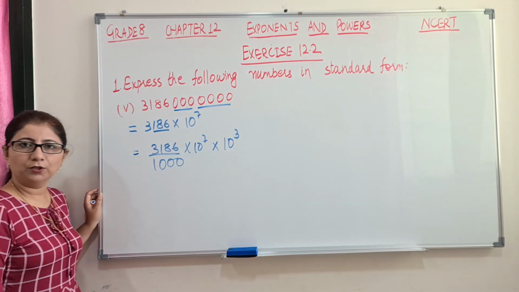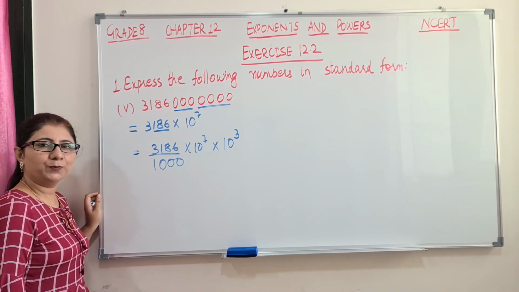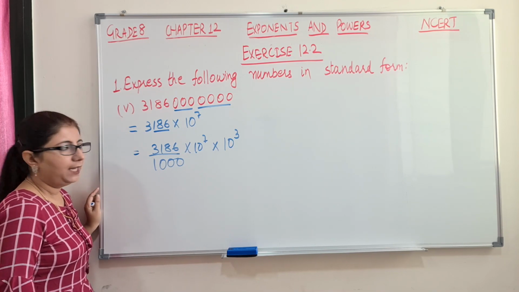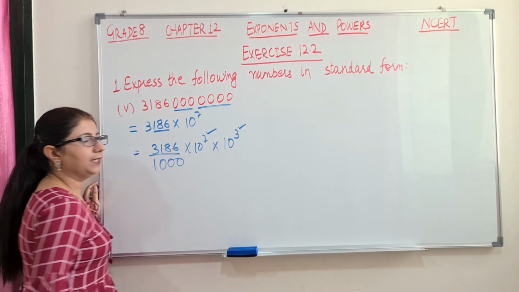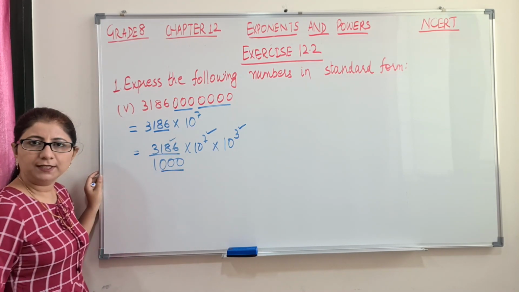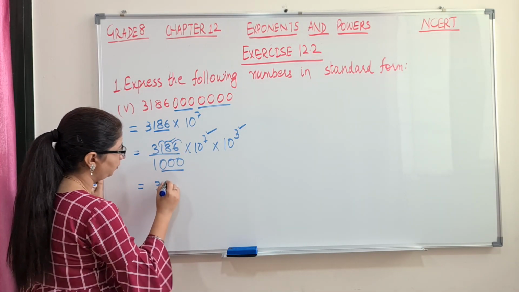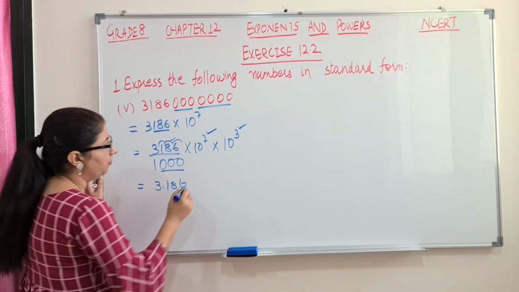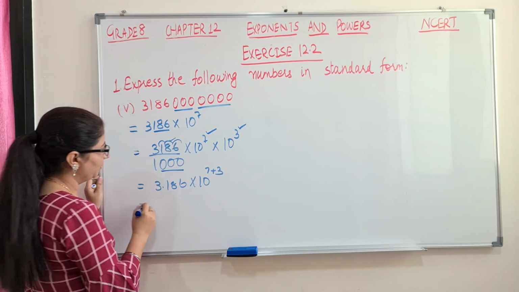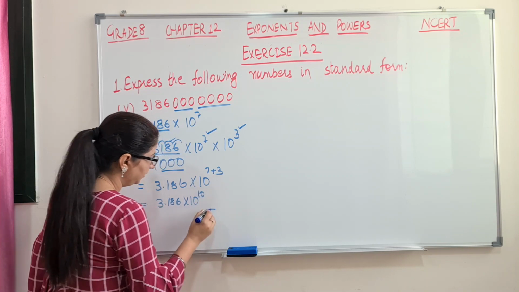Okay, but since we have already put these zeros ourselves, to balance this we will put 10 raised to power 3 here also. So this 7 and 3 will combine using our exponent rule, that is a raised to power m multiplied by a raised to power n, we will have a raised to power m plus n. That means these powers will get added, and with these 3 zeros we will convert this number into decimal. So here it is 1, 2 and 3. So that means 3.186 multiplied by 10 raised to power 7 plus 3. So this will be 3.186 into 10 raised to power 10.